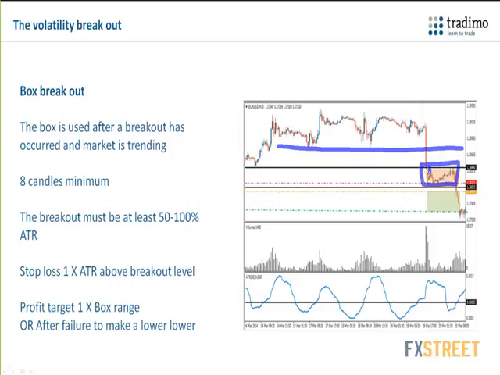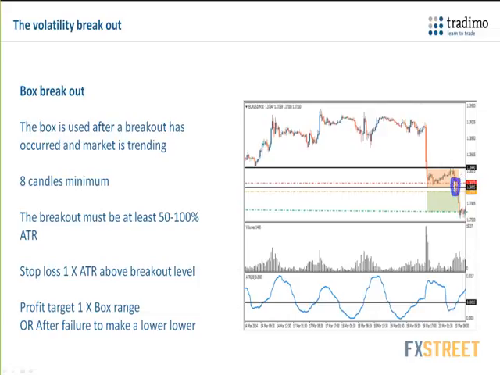So we look for 8 candles to form. 1, 2, 3, 4, 5, 6, 7, 8. We can see the low of the 8 candles is this black line here, the high is this red line. And it's very, very simple, guys. We enter into the trade when this candle breaks. So we can see quite clearly we break on this candle here.